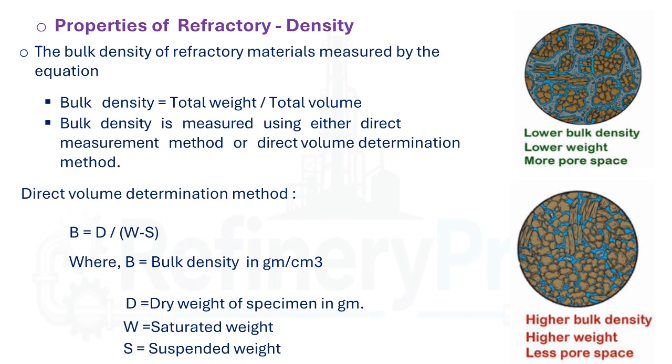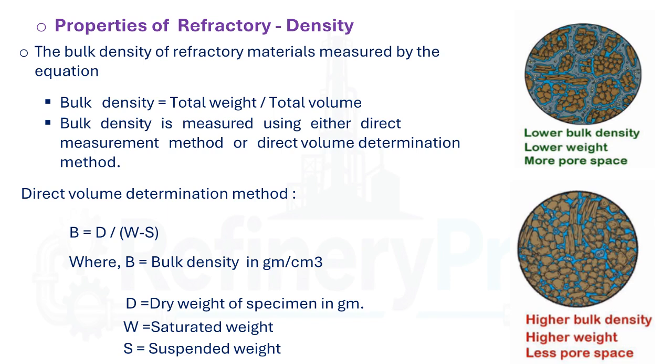In this method, the formula is expressed as B = D / (W − S), where B is the bulk density in grams per cubic centimeter. D is the dry weight of the specimen in grams. W is the saturated weight. S is the suspended weight.